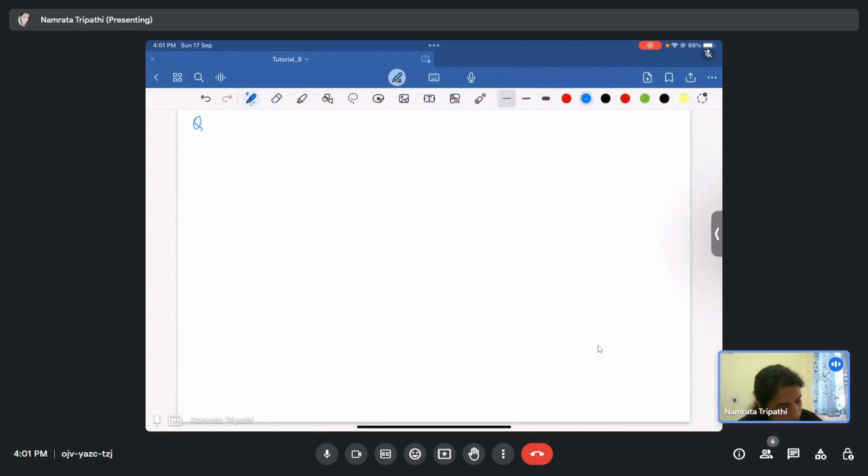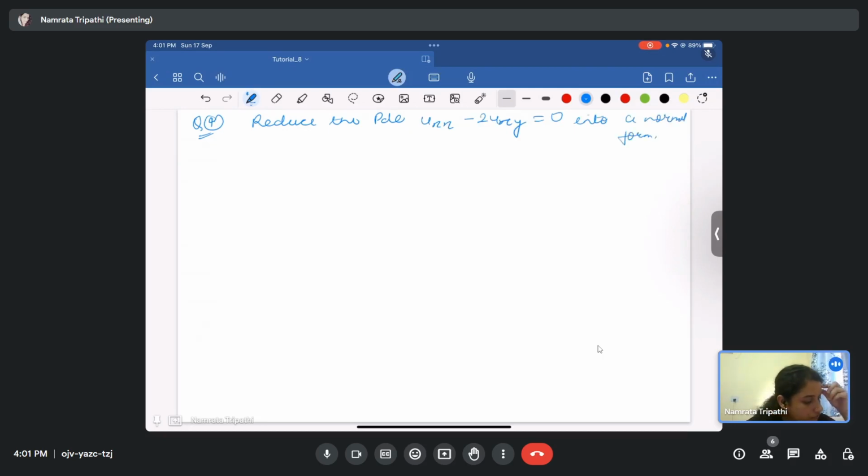Question number 4 is, again you have to reduce the PDE into a normal form. So you have to again calculate uxx, uxy, but first of all you have to observe what kind of PDE this is.